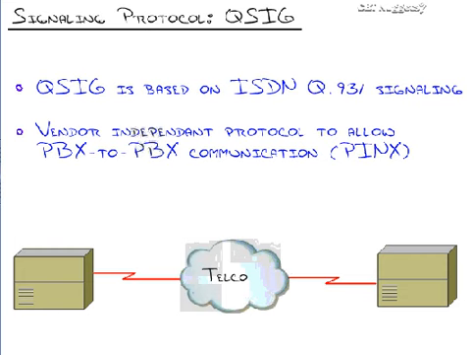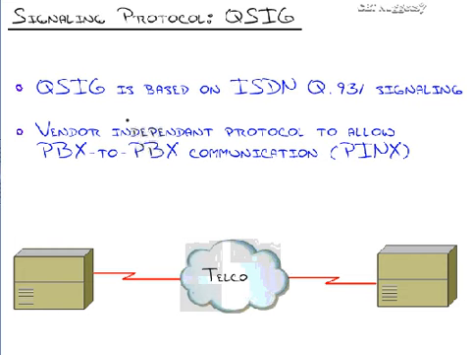The number one most popular protocol that you'll encounter is something known as QSIG. Now don't try to go find the definition of QSIG on the internet and what it stands for because you won't find anything. QSIG is an acronym without a definition. It just stands for Q signaling because it was based on the ISDN Q.931 signaling at layer 3.